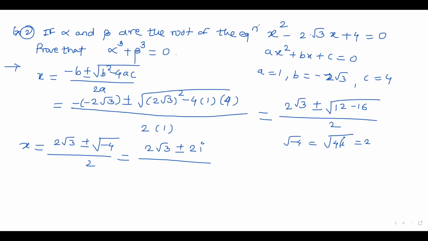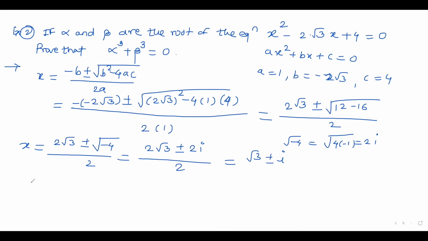So this will be, let me erase this. This will be minus 4 into minus 1. So you can write down this as 2 into i, right? Divided by 2. Now this will give you root 3 plus minus i. So these are the roots.